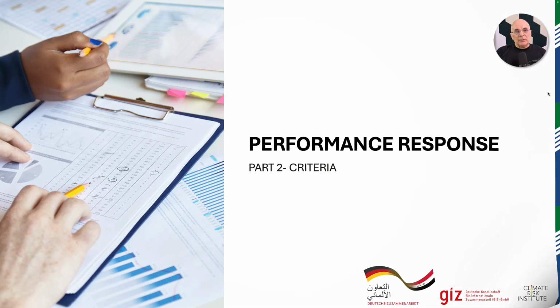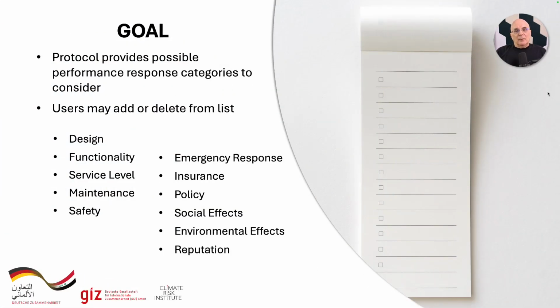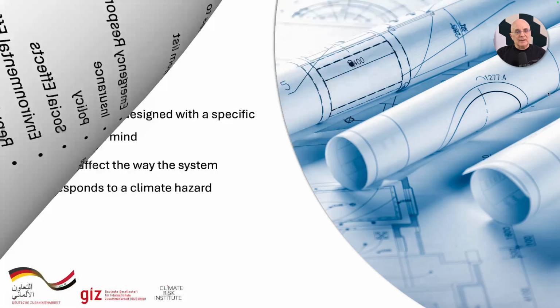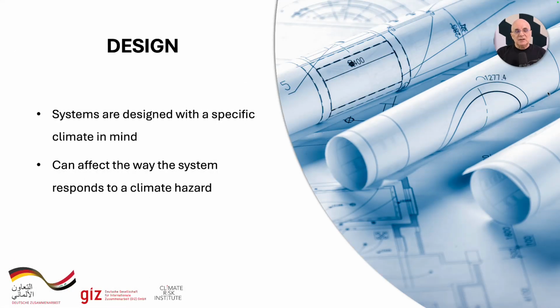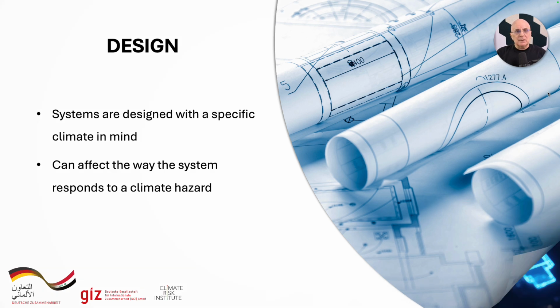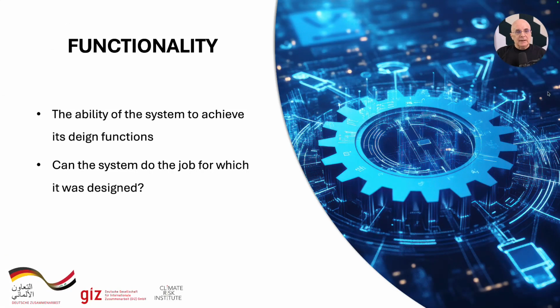So now we're going to talk about the criteria. The PI/VC protocol gives a list of potential performance response criteria to consider. You can add or delete from this list as possible. I'm going to go through each of these criteria briefly. We can consider design. Systems are designed with specific climates in mind, and it can affect the way the system responds to a climate hazard. Or functionality. It's the ability of the system to achieve its design functions. Can the system do the job for which it was designed, even when exposed to a climate hazard?